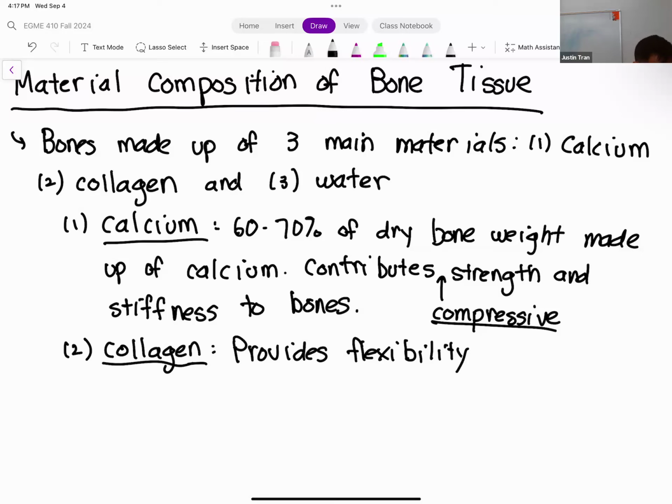Okay. And collagen also contributes a little bit to tensile strength. It's not common, just based on the way that the bones are arranged in your body and the way they interact with your muscles. But there are some cases where your bones are going to go under tension as well, mostly from bending. And so it's important to have some strength in the tensile direction as well. So collagen provides that property for your bones.